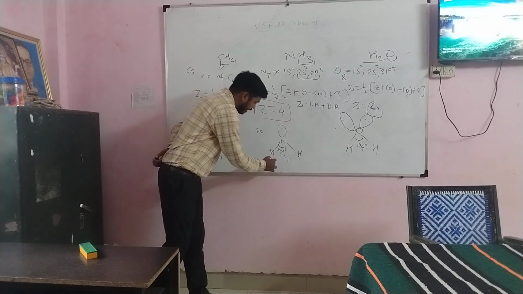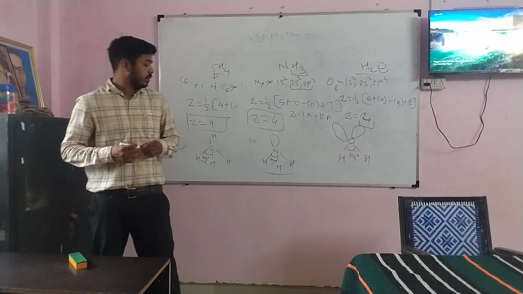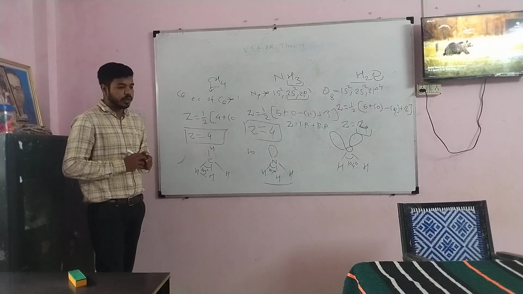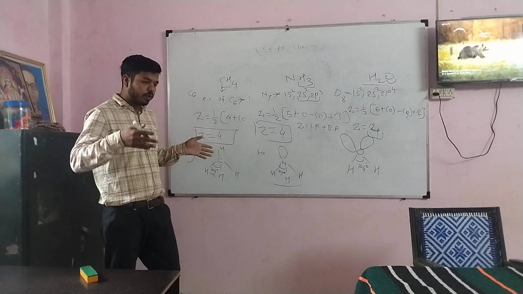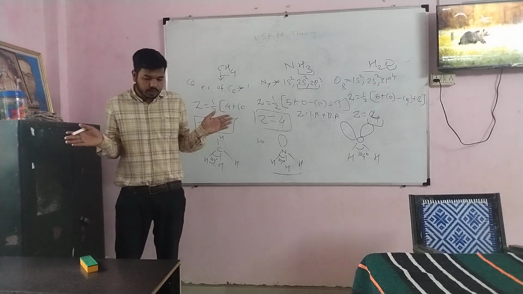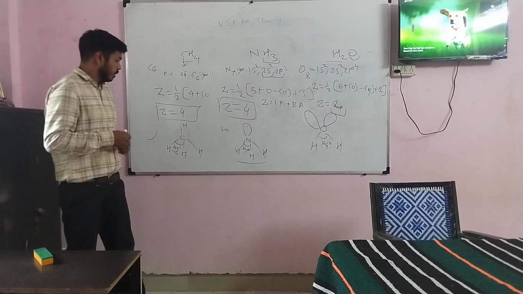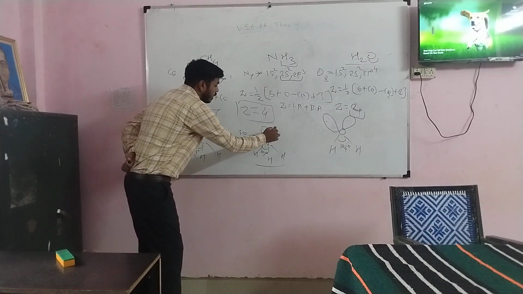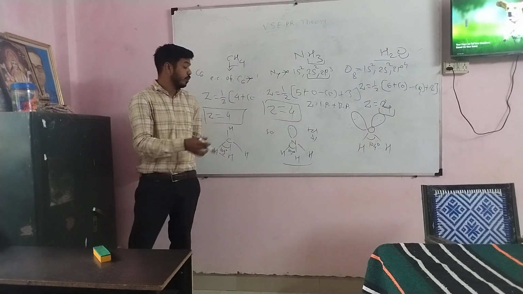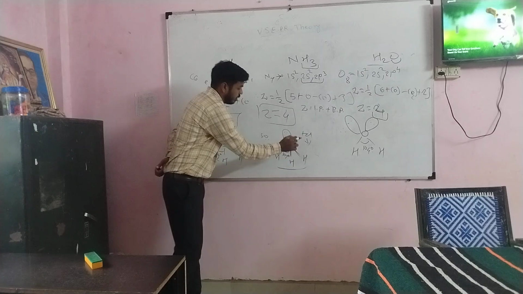Then in the NH3 molecule, there are 3 bond pairs and 1 lone pair. So due to the presence of 1 lone pair, the repulsion between the lone pair and bond pair is more, which results in compression of the bond angle. So the bond angle comes to 107 degrees. So the molecule has tetrahedral geometry, but the shape is not tetrahedral. Due to the presence of one lone pair, the shape of the molecule is pyramidal.